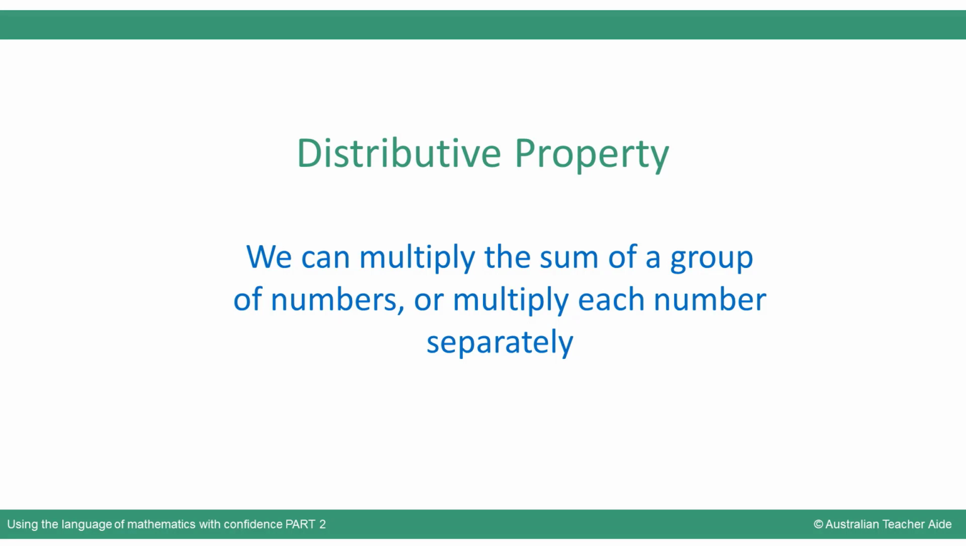So now we're going to go on to the distributive property. The long name is the distributive property of multiplication over addition. There's also a distributive property for multiplication over subtraction, but the distributive property doesn't work with division. So today I will show you that we can multiply the sum of a group of numbers, or use the distributive property to multiply each number separately and still get the same answer.